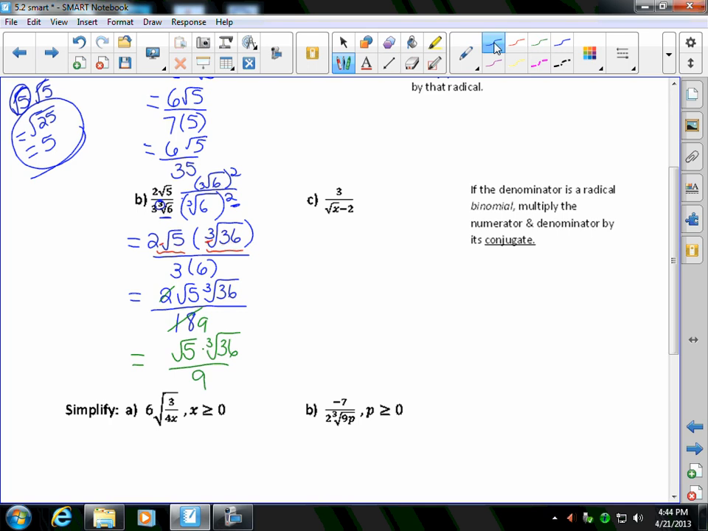So when you get questions like this, you're going to have to watch and see. If my index is just a 2, then I only need to multiply by one set of that radical value. But if it's anything greater than a 2, you're going to have to multiply by 1 less than the index value.